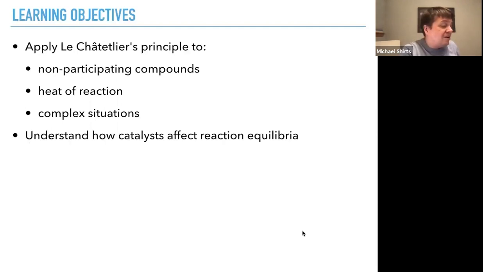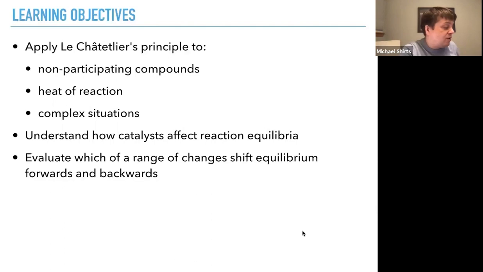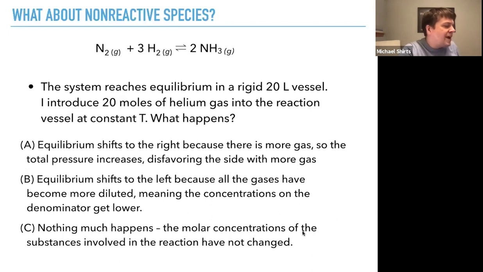We're also going to understand how catalysts affect reaction equilibria, and evaluate which of a range of changes shift equilibrium forwards and backwards. So we'll add a few more concepts to Le Chatelier's principle and then put it all together. Okay, so what about non-reactive species?